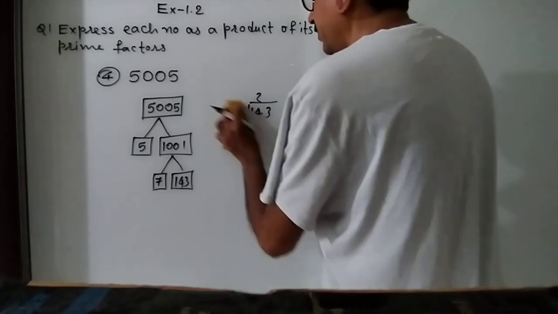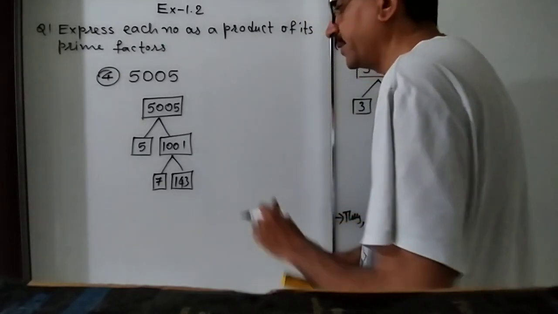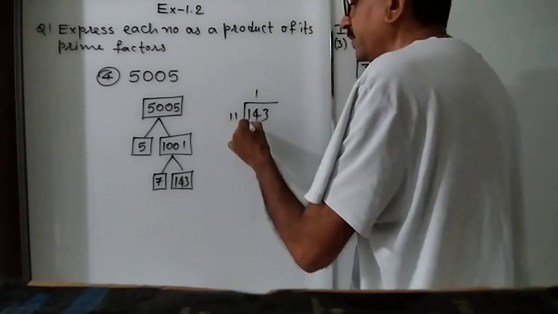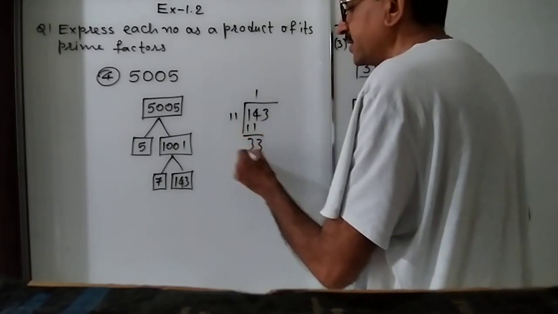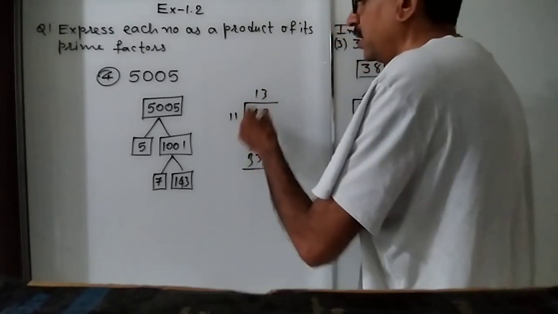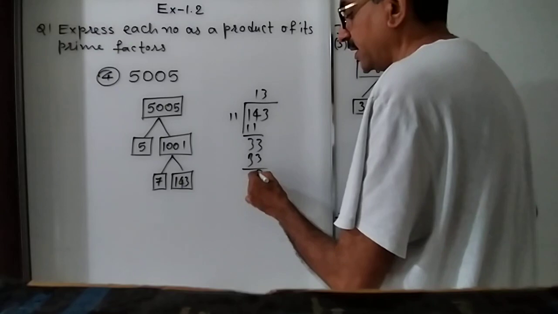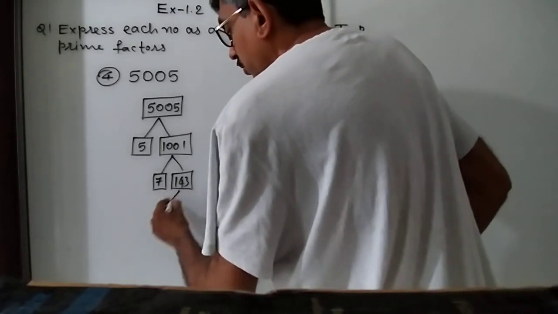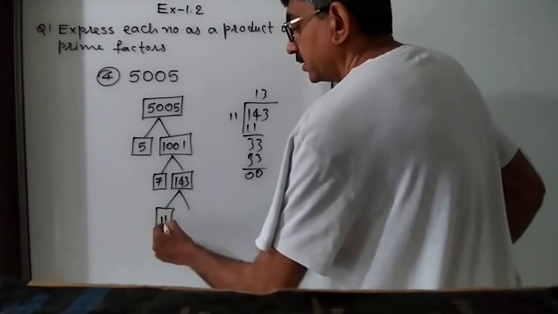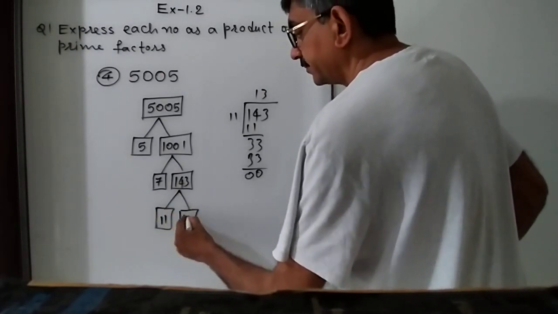Then what prime number comes after 7? 11. Let's try to divide it by 11. 11 1s are 11, 3 is left. 11 3s are 33. Oh bingo, we could divide it by 11. So we divide it by 11. Then 13 is left. Okay.